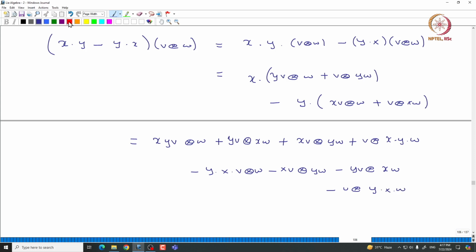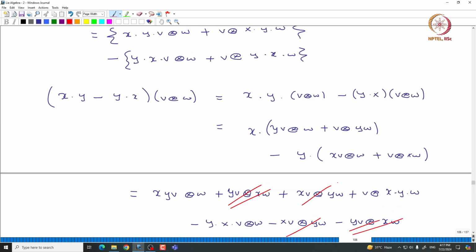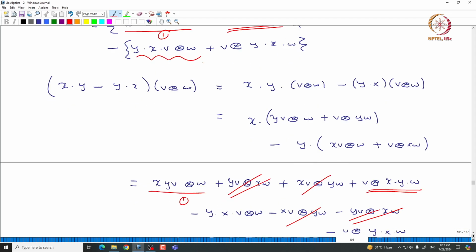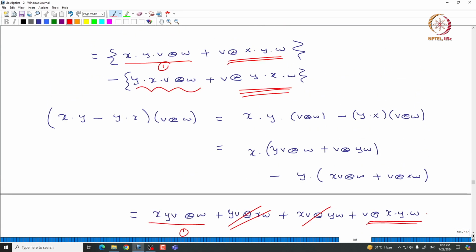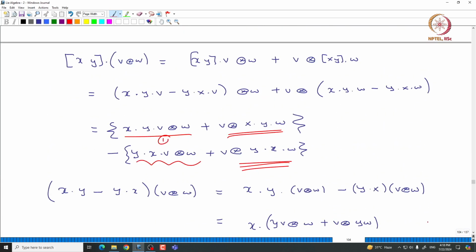So, you can easily see that these terms get cancelled, xv yw, xv yw, and then yv xw, yv xw. So, the remaining terms we can match one by one. So, y dot x dot v tensor w is here, this is the first term, and this is the second term, v tensor x dot yw, and here is the third term with the minus sign. So, this is the third term with the minus sign and this is the fourth term. So, that tells that these two formulas actually simplify and then says that these two are equal.